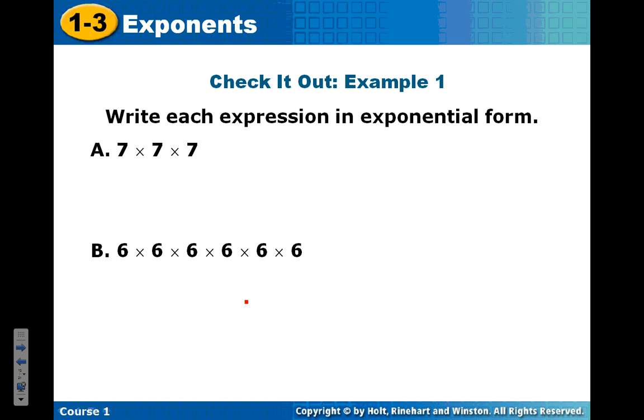7 to the 3rd power. 7 is our base, 3 is our exponent, so it's 7 to the 3rd power. Can you come up with another way to say that? Remember, to the 2nd power and to the 3rd power had special names. What was it? It's cubed. It also can be called 7 cubed. Okay?